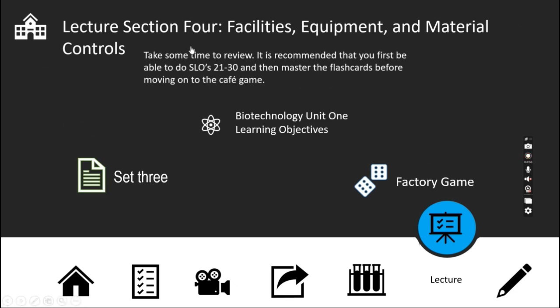This set 3 goes with section 4, and there's a game with it. The order I suggest you go in is to do your learning objectives, synthesize them into notes, master the flashcards, and then go to the games. The games are a bit harder and they're timed, so to not get so frustrated with the game, I suggest learning objectives, flashcards, then game. But whatever works for you, whatever floats your boat.